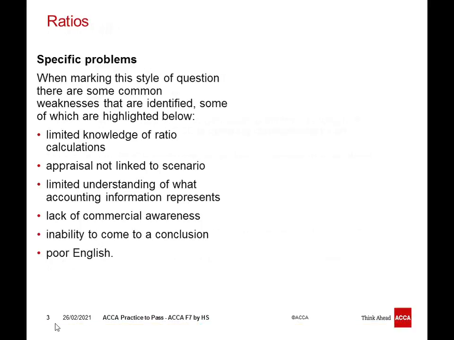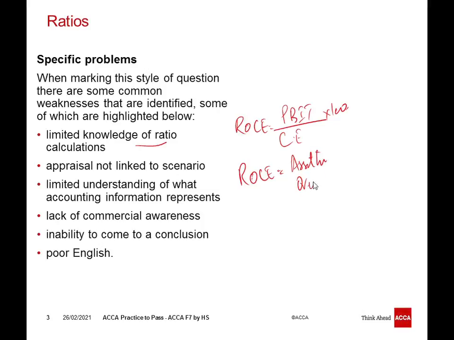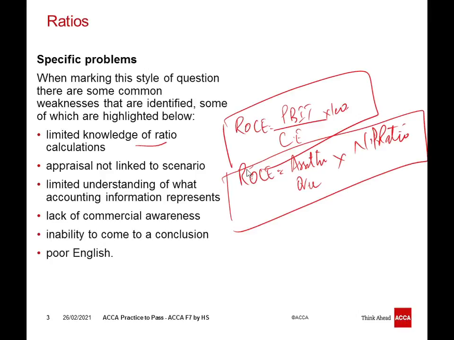What the examiners say about the ratios topic, the examiner's feedback, is that students get fewer marks because of limited knowledge of the ratios. People forget the formula of ROC. You should know that the formula for ROC, return on capital employed, is PBIT upon capital employed. And another formula that we use for ROC is asset turnover ratio into net profit ratio. So these are the two formulas that we use for the calculation of ROC.